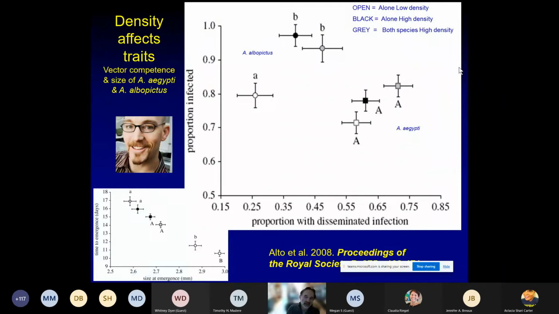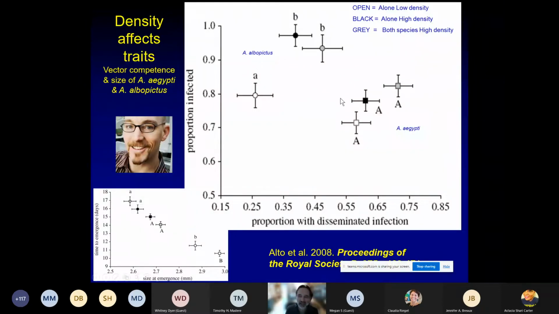My colleague Barry Alto did a really fascinating experiment with Aedes aegypti and Aedes albopictus, investigating how competition among larvae affects vector competence as a component of that vectorial capacity. And so what he did was set up three treatments.